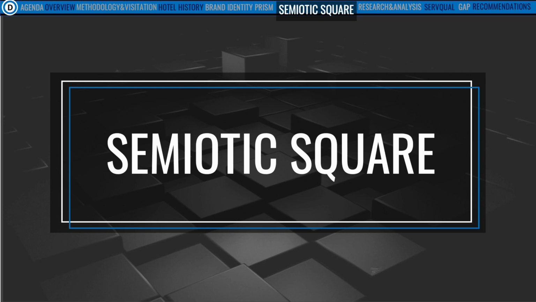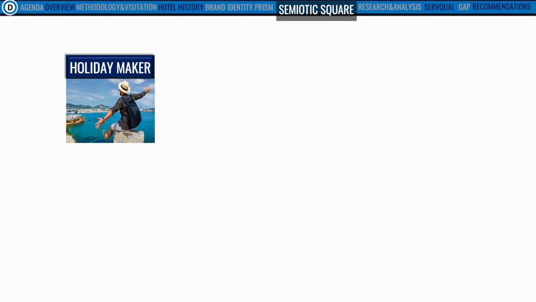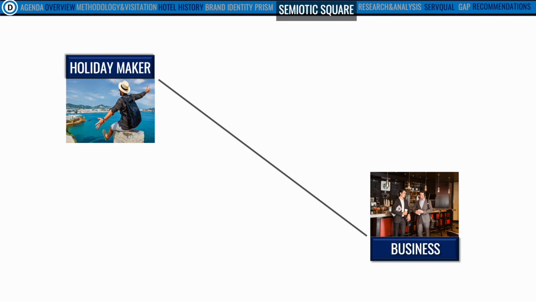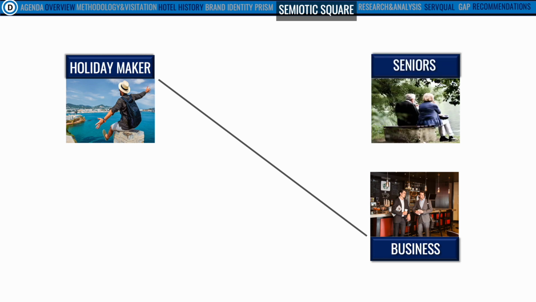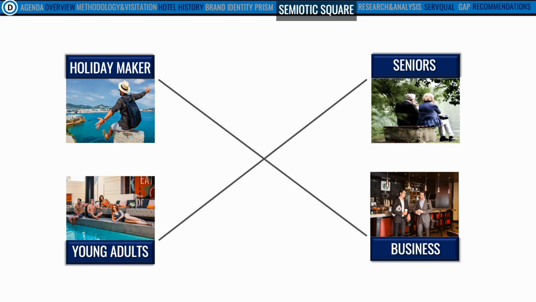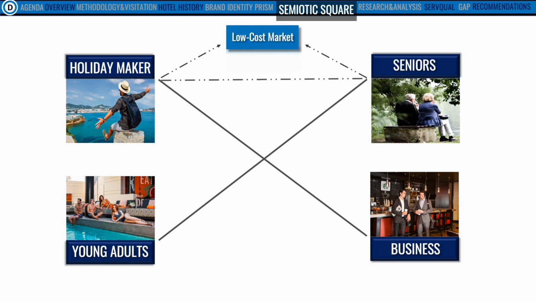Semiotic square. In the semiotic square model, we have our first group, which is the holiday makers. Contrary to that, we have the business travelers. We also have senior citizens who are led especially by Hotel Direct, which gives exclusive promotions and discounts to this group. In contrary to them, we have young adults. Both the seniors and holiday makers would be a low-cost market group because they would typically seek the best deals and promotions offered in the competitive hospitality market.